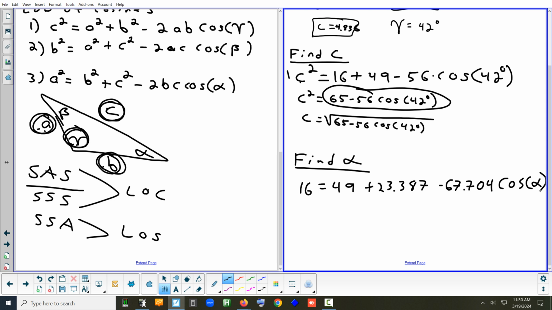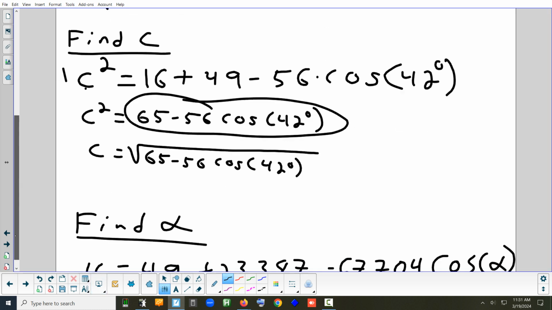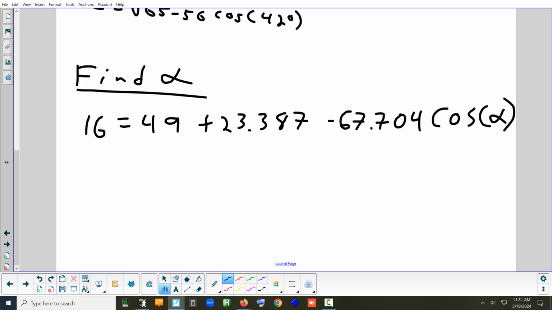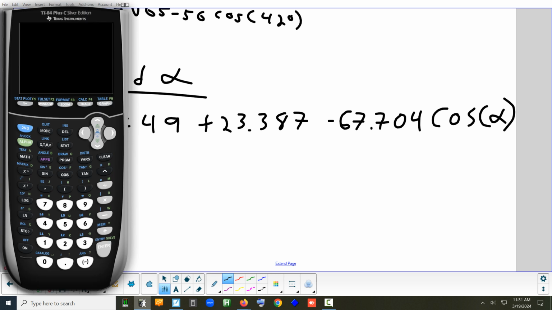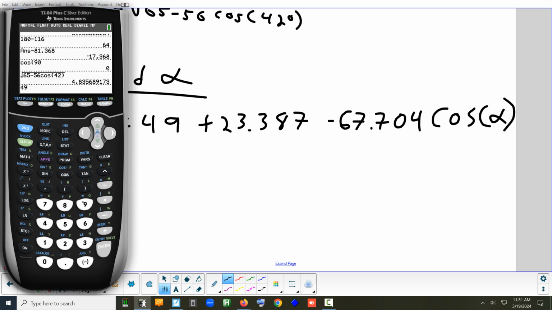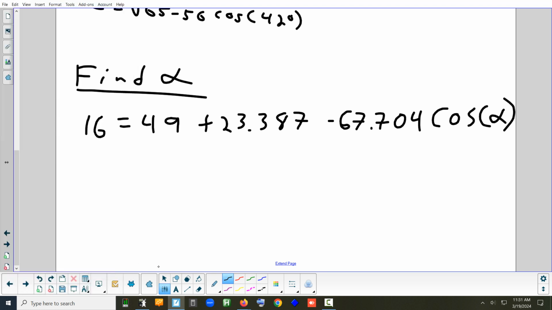Okay. So this time, when you're finding an angle, the variable is on the right. So we need to move everything that's not the variable over to the left. All right. What are my like terms I can combine first? 49 and 23.3. Yep, you can add up 49 and 23. So that's going to give me 72.387. Now you can't subtract 67 from that because you have to multiply by cosine alpha first.